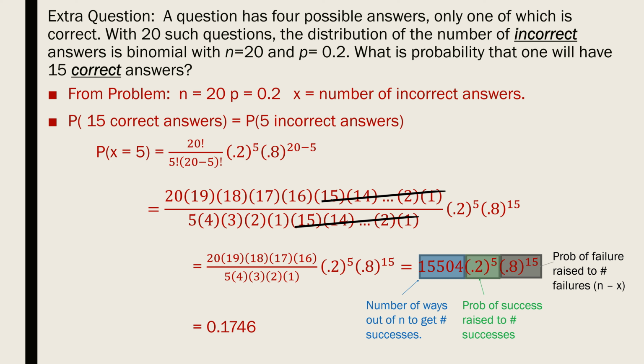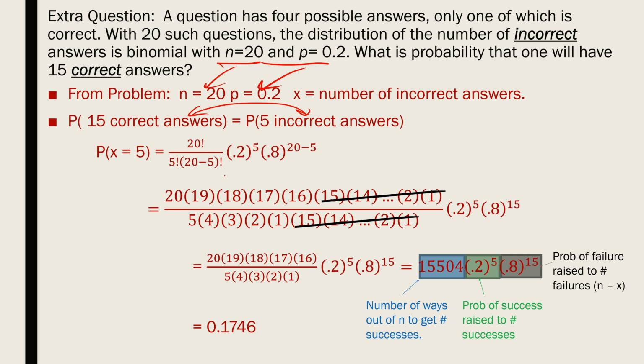Extra question. A question has 4 possible answers, only one of which is correct. With 20 such questions, the distribution of the number of incorrect answers is binomial with n equals 20 and p equals 0.2. What is the probability that one will have 15 correct answers? So from the question we have n equals 20 and p equals 0.2. X should be the number of incorrect answers. So the probability of 15 correct answers equals the probability of 5 incorrect answers, because these 2 events are equivalent.